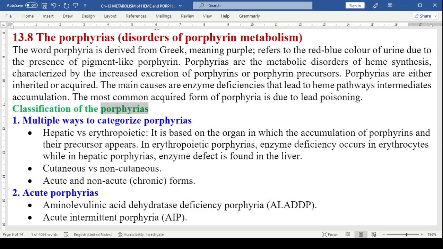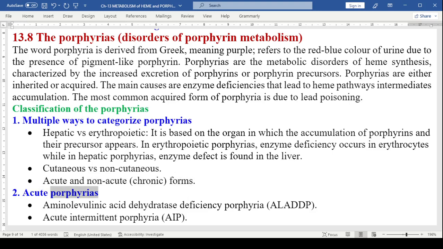Classification of the porphyrias. 1. Multiple ways to categorize porphyrias. Hepatic versus erythropoietic. It is based on the organ in which the accumulation of porphyrins and their precursor appears. In erythropoietic porphyrias, enzyme deficiency occurs in erythrocytes, while in hepatic porphyrias, the enzyme defect is found in the liver. Cutaneous versus non-cutaneous. Acute and non-acute, chronic, forms.